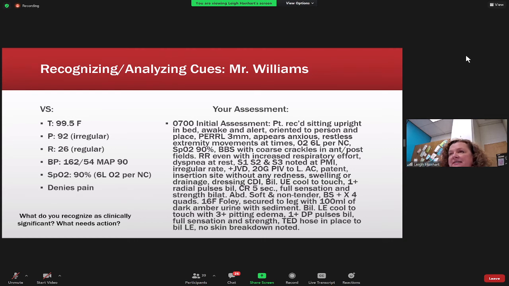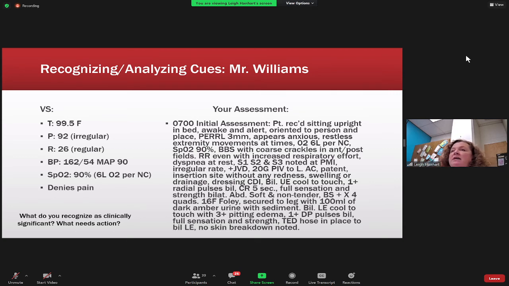We want to protect his skin, protect his legs, but we want to keep the fluid down there because that's keeping our preload low. The last thing we want to do is elevate those legs above the level of the heart because that's going to increase our preload, right?